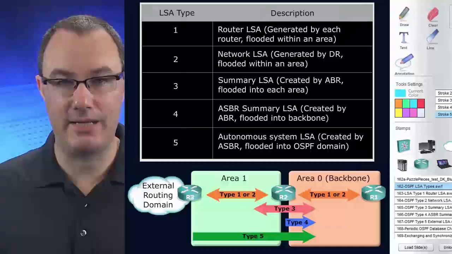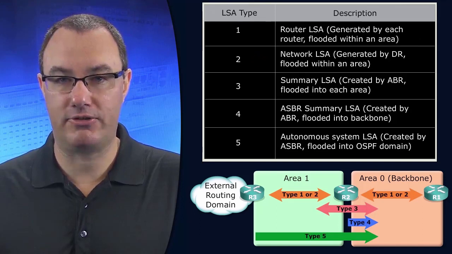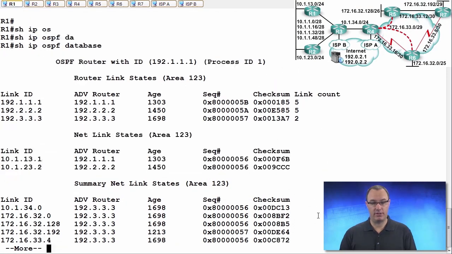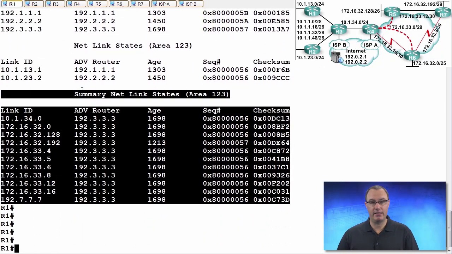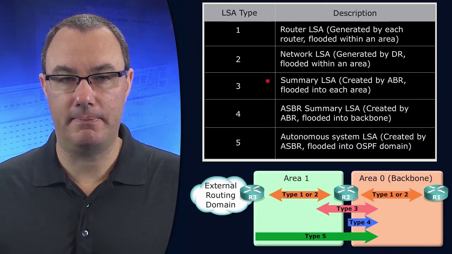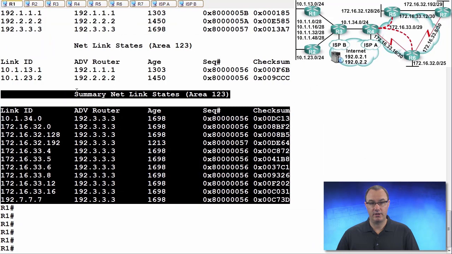So the table that we have here properly lists the names of each of these. I do not have redistribution going on, so I don't expect to see any external routes, but I do see summary net link states, named maybe a little bit differently than this table, but certainly close enough for us to make the association that this is type 3 LSA information.